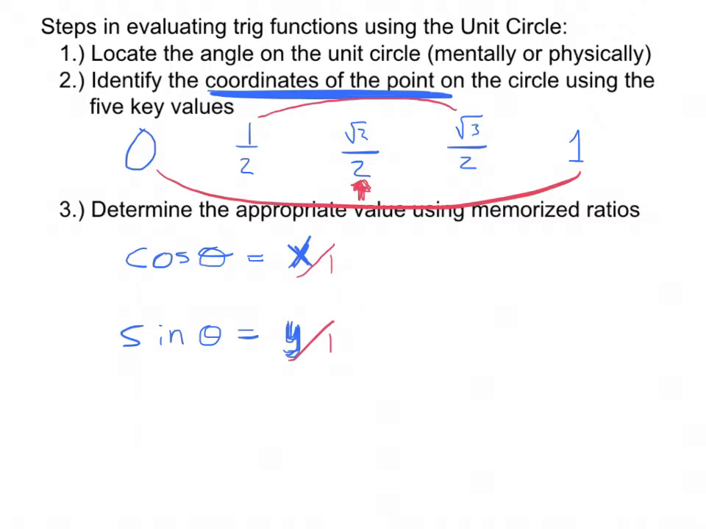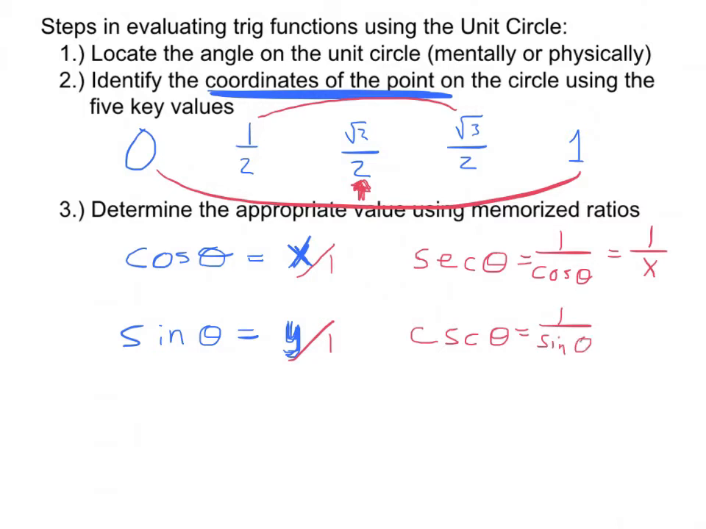The next 2 that are fairly easy to work with from there are the reciprocals of these. The reciprocal of cosine is secant. So the secant of theta is going to be 1 over the cosine of theta, which effectively means that it's 1 over whatever the x-coordinate is. Right? Similarly, the reciprocal of sine is cosecant. So cosecant theta is 1 over sine theta, which means the cosecant will always be 1 over the y-coordinate.